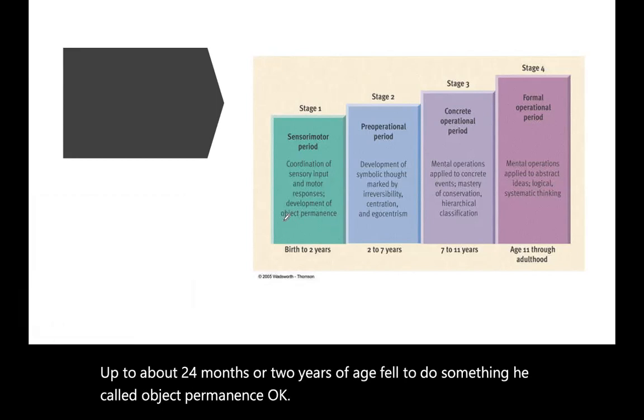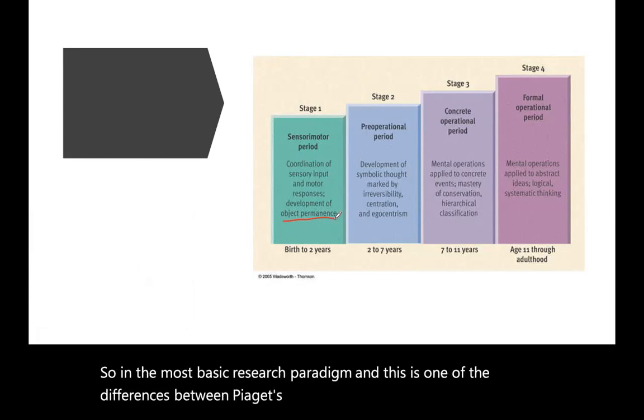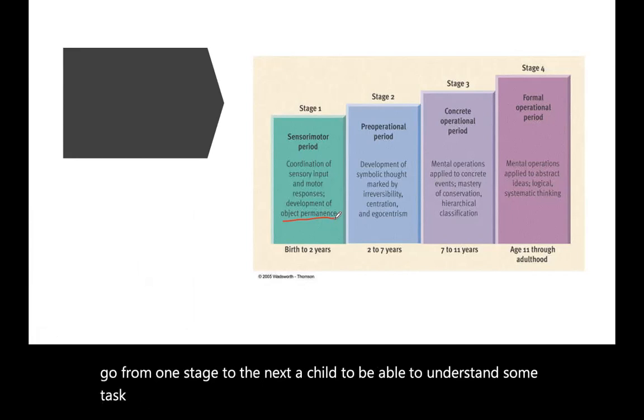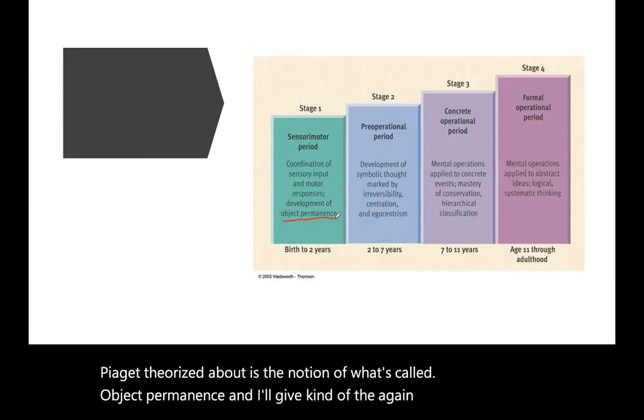So in the most basic research paradigm, and this is one of the differences between Piaget's theory and, let's say, Freud's theory, to go from one stage to the next, a child has to be able to understand some task, some concept. And the first task or concept that Piaget theorized about is the notion of what's called object permanence. And I'll give the basic research paradigm.